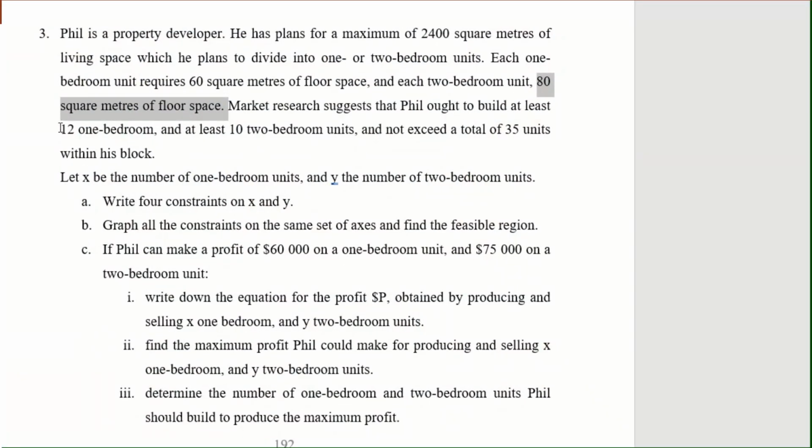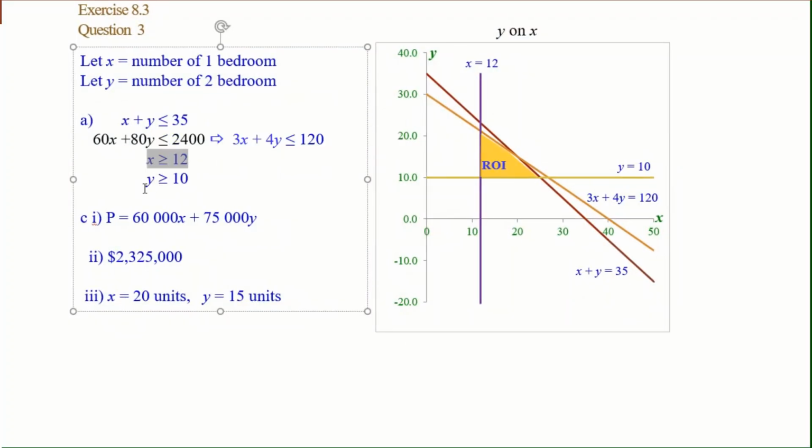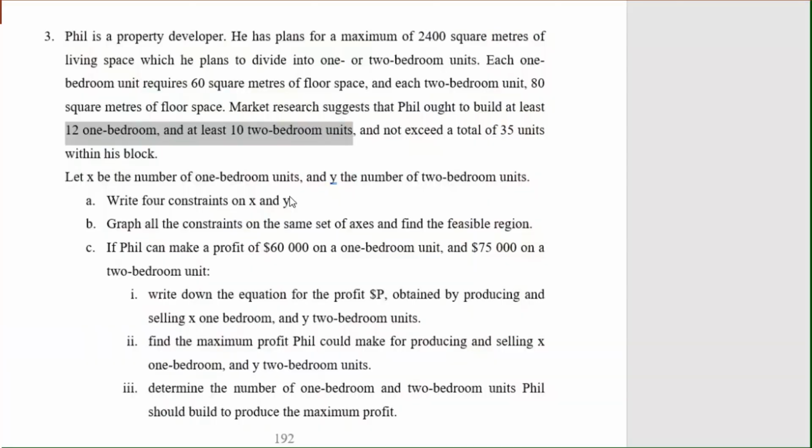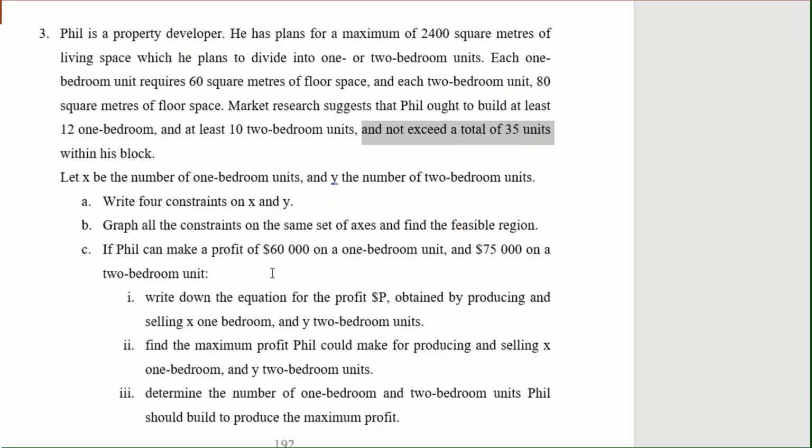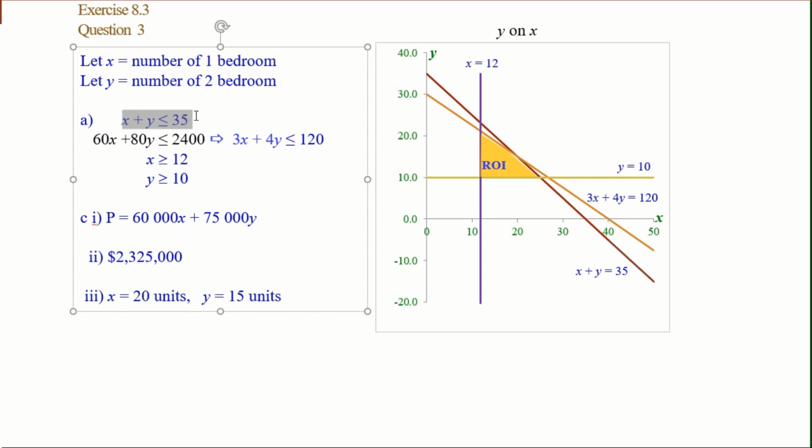He needs to build at least 12 1 bedroom and 10 2 bedroom. So x should be more equals to 12, y should be more equals to 10. Okay, and not exceed a total of 35 units. So how many of x and y he makes must be lesser or equal to 35. So you have these inequalities here. All right, you plot it out. Find all your corner points, find your region of interest. This you can find from the calculator. That would be very, very accurate. So find all your corner points around your region of interest. Write down your profit equation, substitute it one by one and find the one that makes the highest profit.